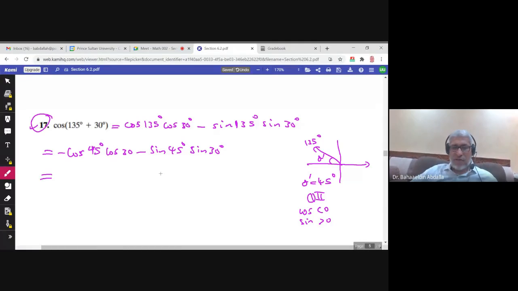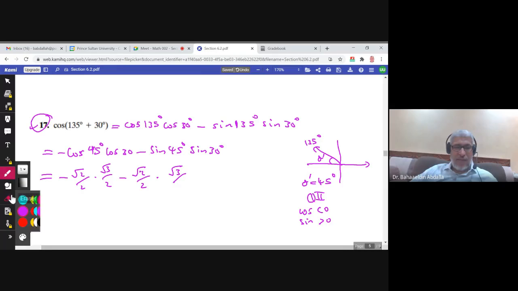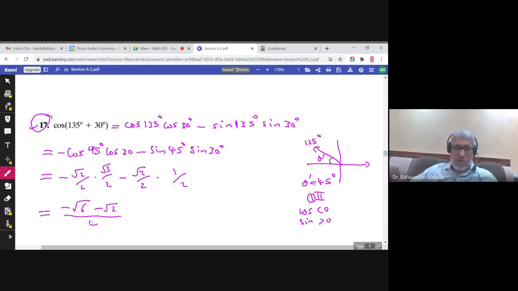You find negative square root of 2 over 2, cosine 30 is square root of 3 over 2, sine 45 is square root of 2 over 2, and sine 30 is half. So the answer would be negative square root of 6, negative square root of 2, over 4.